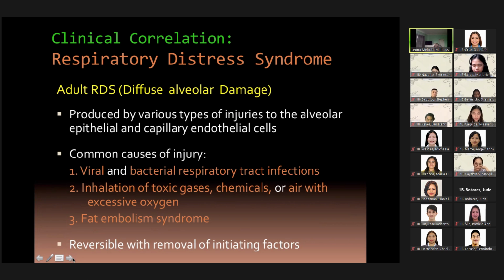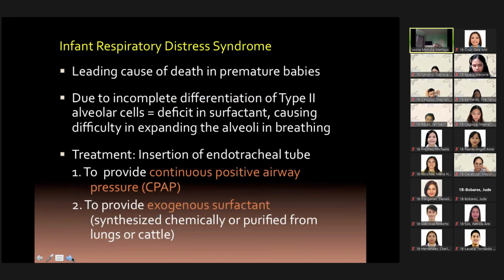the capillary endothelium. Now, the infant respiratory distress can lead to death in premature babies. Bakit specifically in premature babies? Because this is due to incomplete differentiation of your type 2 alveolar cells, where there is still a decrease, or deficit, in your surfactant. So, syempre, hindi pa masyadong maka-expand ang alveoli in these infants.